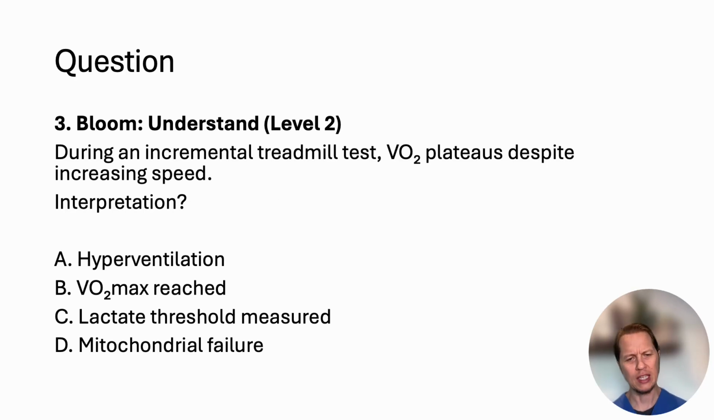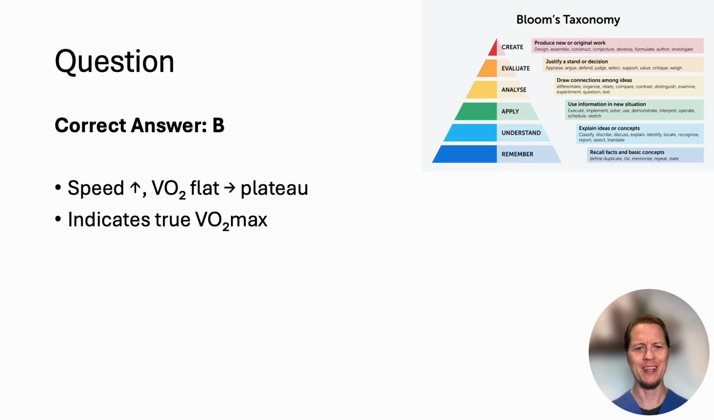Question 3, this one's not too bad. Basic understand level 2. During an incremental treadmill test, VO2 plateaus despite increasing speed. What is the interpretation? Is it A, hyperventilation, B, VO2 max reached, C, lactate threshold has been measured, and D, mitochondrial failure? That doesn't sound good.